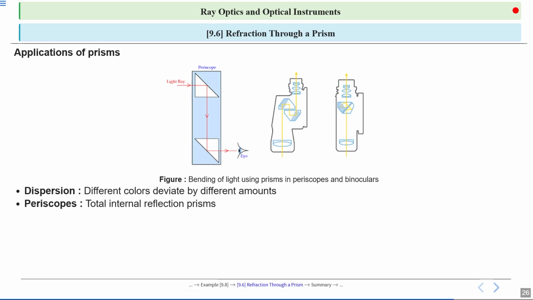Okay, so there is no direct line of sight. We have to bend the light two times by 90 degree deviation to see the object outside. Light travels in a straight line, so we have to use the prism and the concept of total internal reflection to see the object outside.